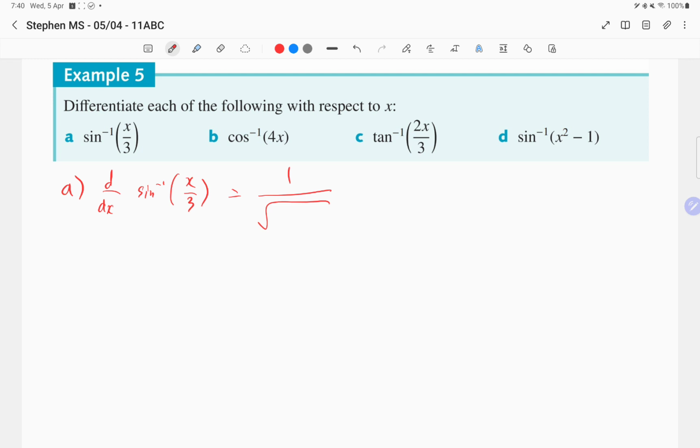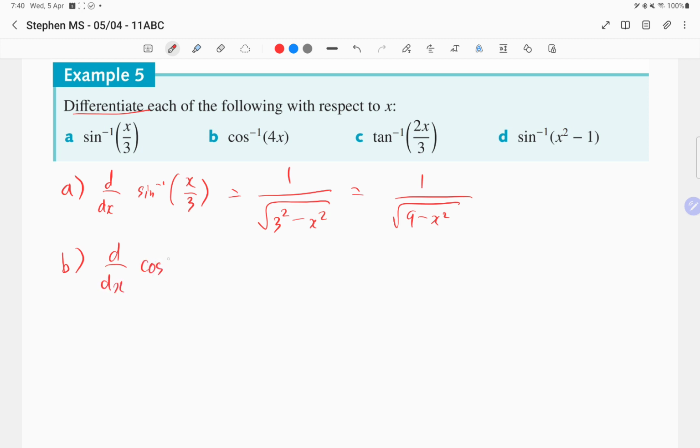So it's 1 over the square root of a squared minus x squared. What's a? A is 3. Yeah, that's it. So now it'll be 1 over square root of 9 minus x squared. Done. Is that it? Yeah. Do you have to solve for x? No, you're only asked to differentiate.